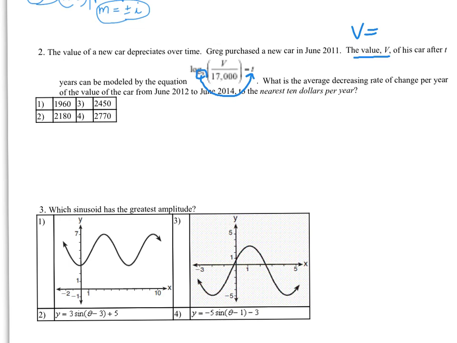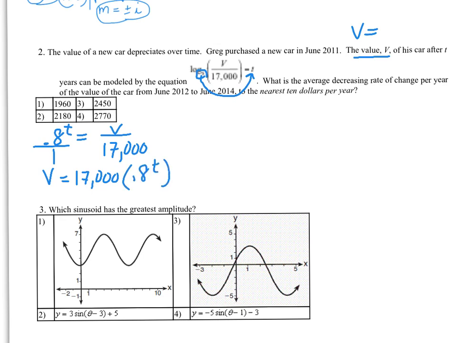Okay, so what I end up with is 0.8 to the T power equals, and then we've got V over 17,000. Okay, and technically this is over 1, so I can cross multiply. So when I cross multiply, I end up with V equals 17,000 times 0.8 to the T power. Okay, so now that I have the V by itself, let's read what it's asking.